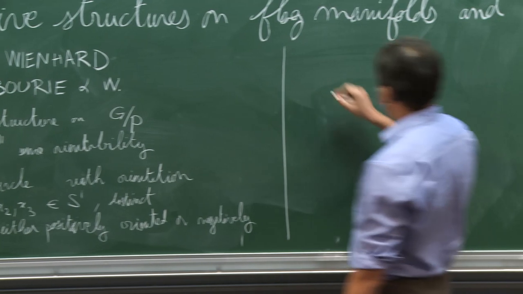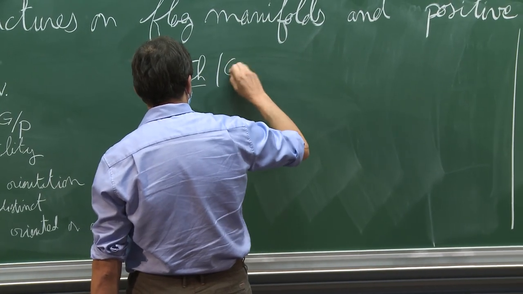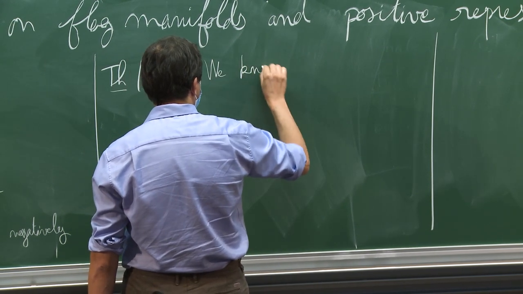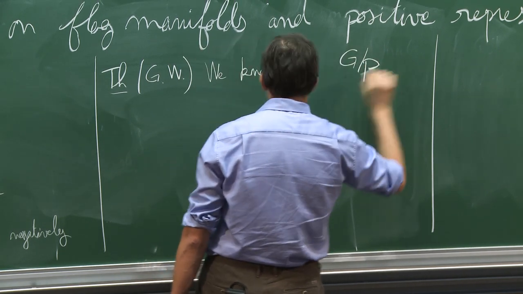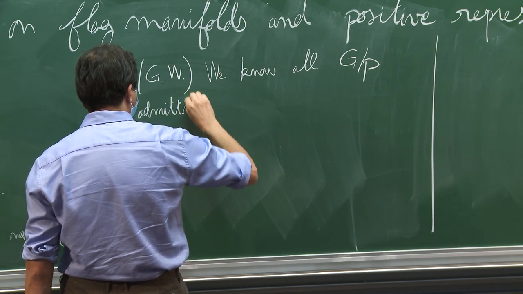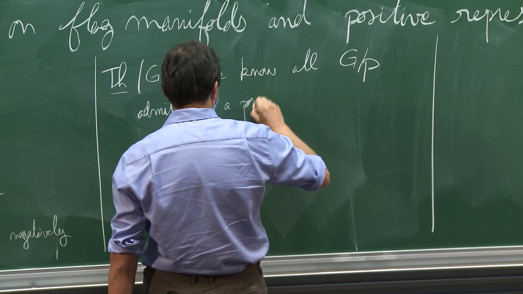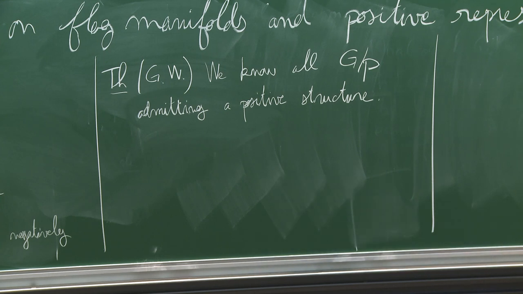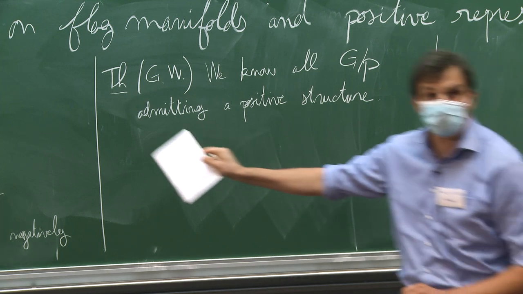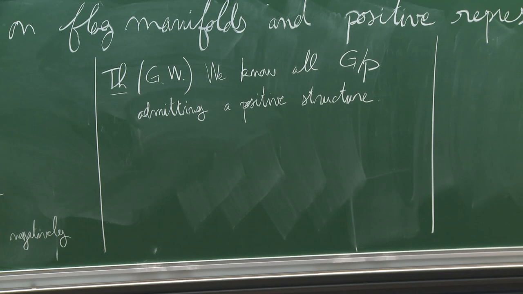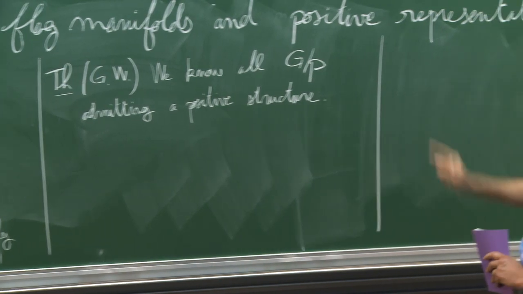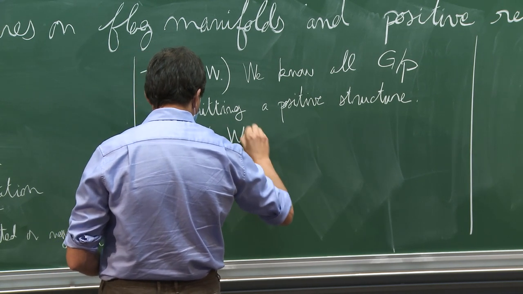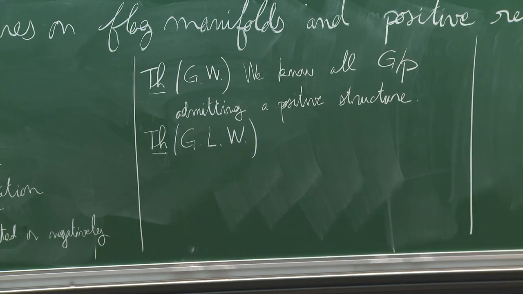So what can we prove with this definition that I didn't give so far? We know all the flag manifolds admitting a positive structure. It's a classification result that I will be able to state concretely after giving other more meaningful examples than just this circle. And when you have a positive structure, I will be able to define the notion of positive representation and establish properties on the positive orbit. This is joint work with Anna Wienhard, and the second result with François Labourie.